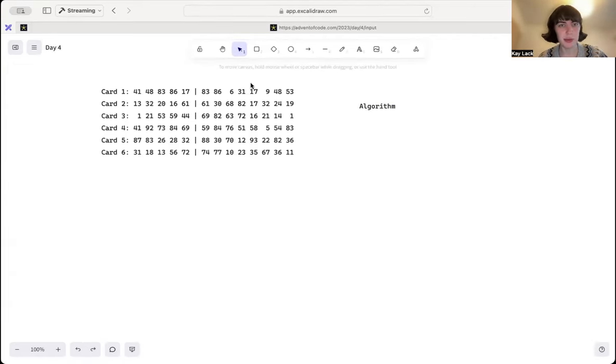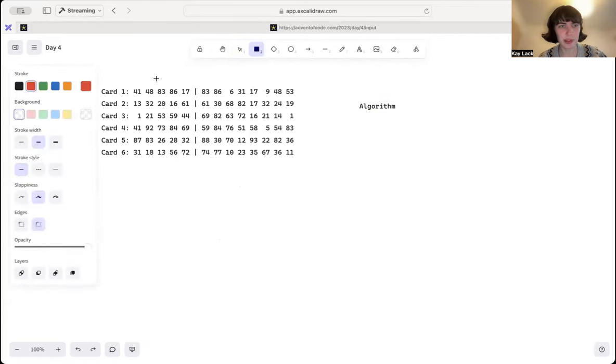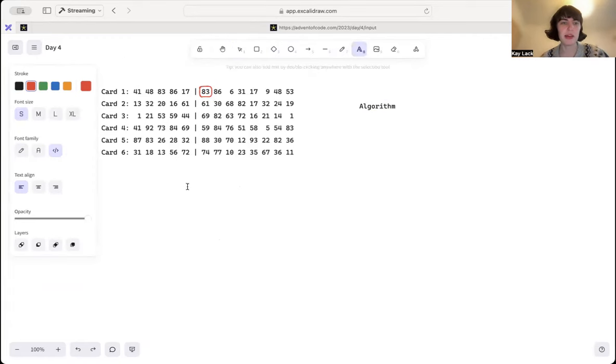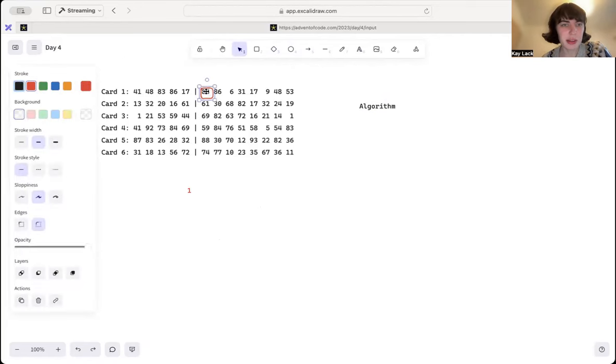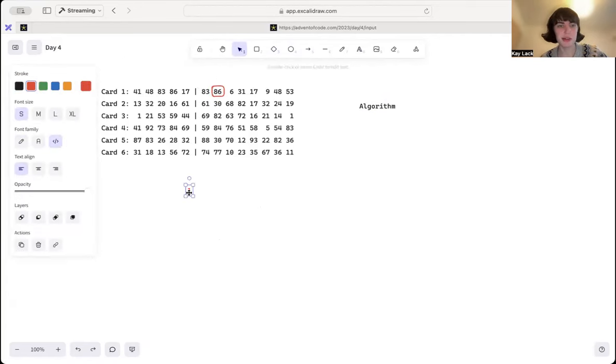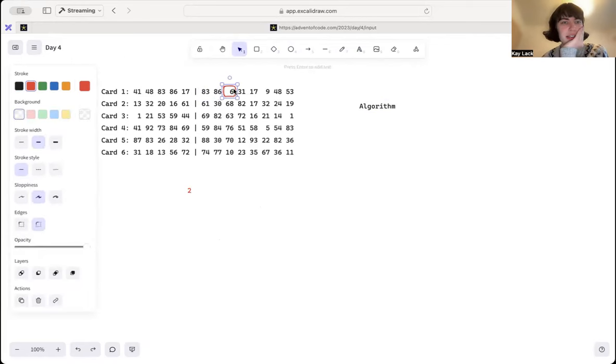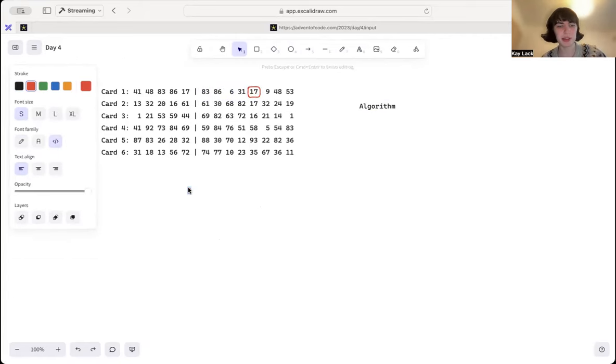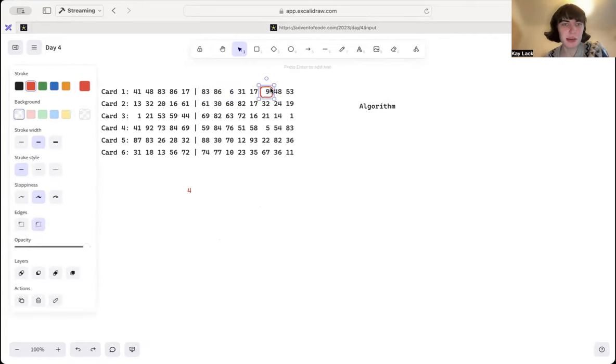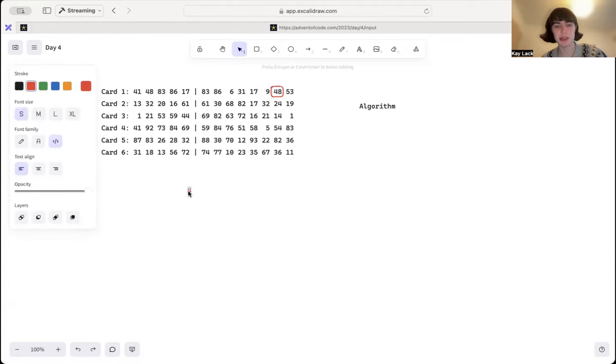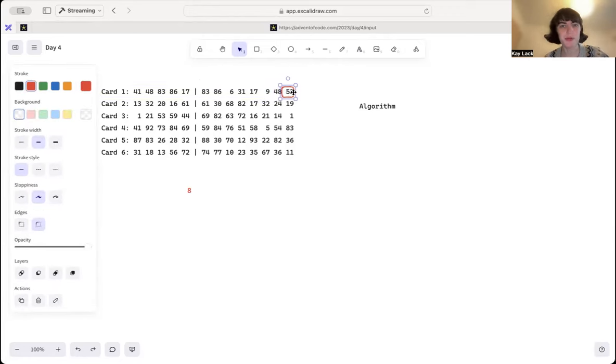so let's say we get, if we were to solve this once, human-wise, we would go through this. Is 83 in any of these? Yes, it is. Therefore, we have a one. Is 86 in any of these? Yes. So we double it. Is 6 in it? No, we don't do anything. Is 31 in it? No. Is 17 in it? Yes, so we double it. Is 9 in it? No. Is 48 in it? Yes, so we double it. Is 53 in it? No, so we don't double it.